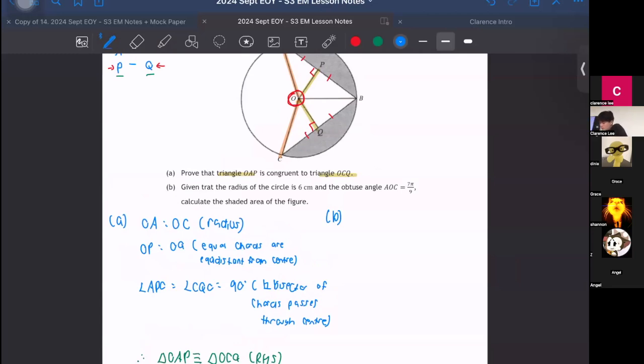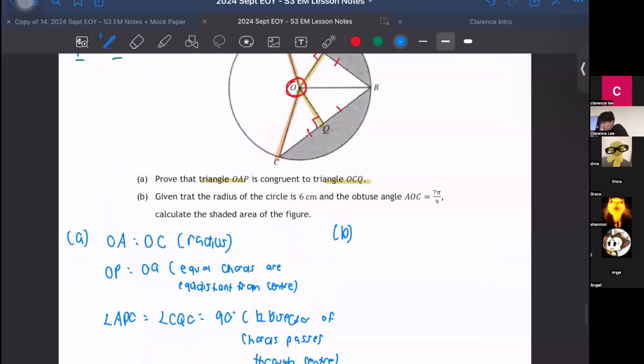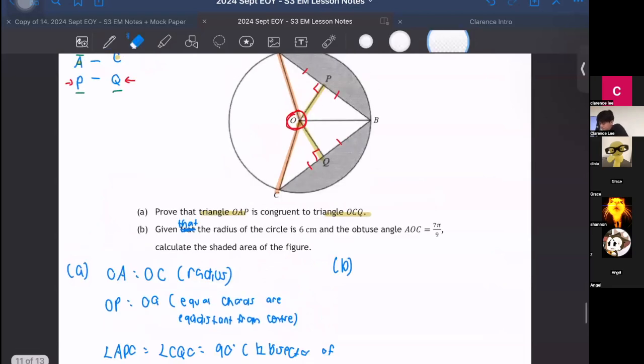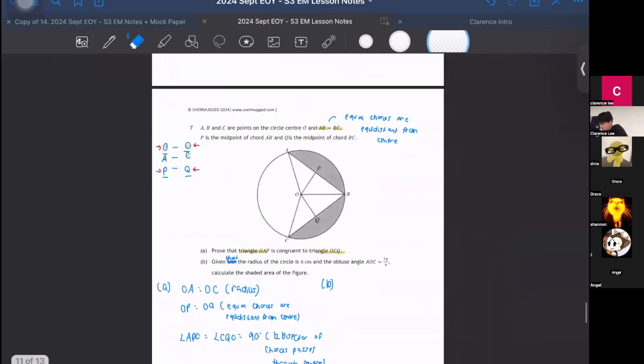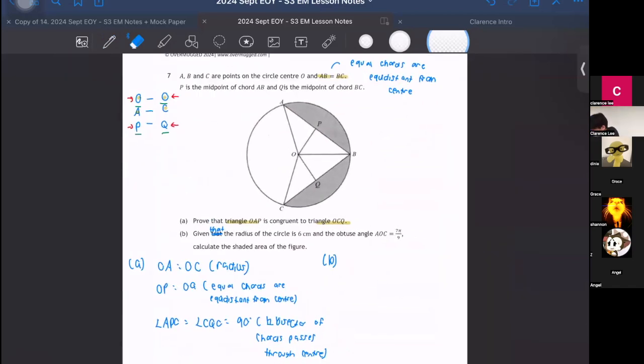Okay, moving on. There's a typo here, this should be dead. So given that the radius of the circle is 6 cm, and the obtuse angle AOC is 7 pi over 9. So read the question very carefully. 7 pi over 9 is your obtuse angle, which is this portion over here. You must calculate the shaded area of the figure.